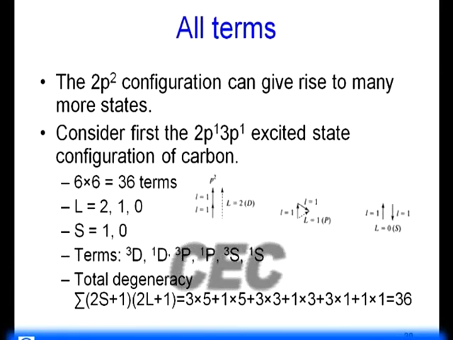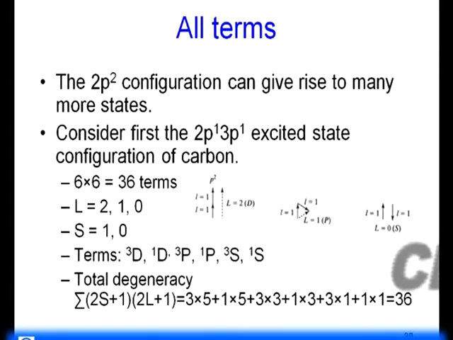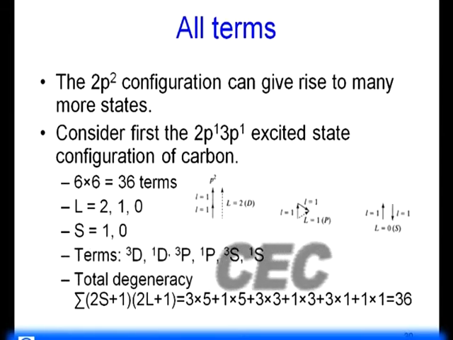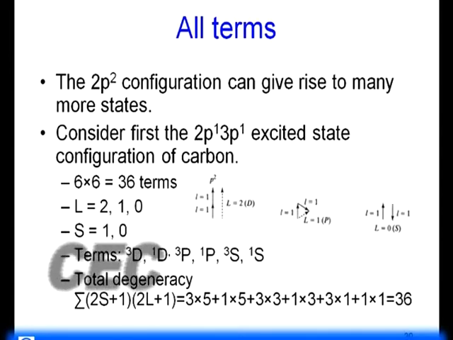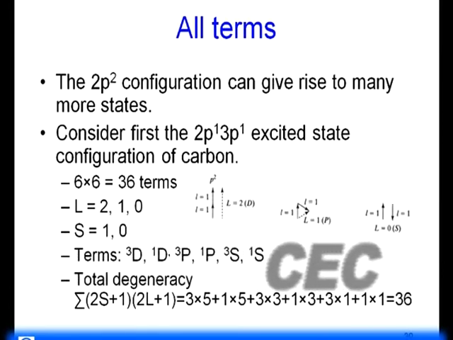Now the 2p2 configuration, we were talking only about the ground state. Ground state is relatively easy to find out, but what happens when we go to the 2p2 configuration and try to find out all the states that come from this configuration? Because this is very complicated, we'll first take up a simpler case where we talk about the 2p1 3p1 excited state of carbon. Now what happens in this case?